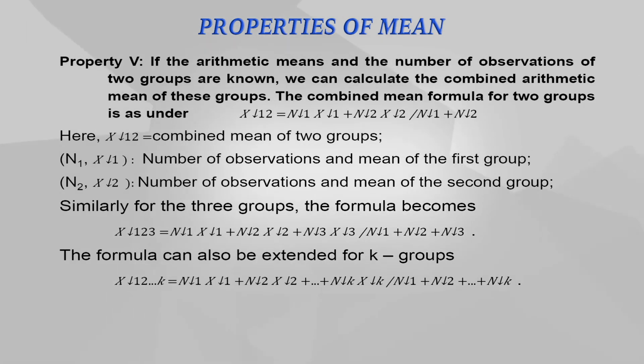So, if the numbers and means of these three groups are n1, n2, n3 and x1 bar, x2 bar and x3 bar, then the combined mean x bar 123 will be the sum of the product of the number of observations and means of all these groups, divided by the total number of observations, that is the sum of observations of these three groups. This property can be extended up to k number of groups also.